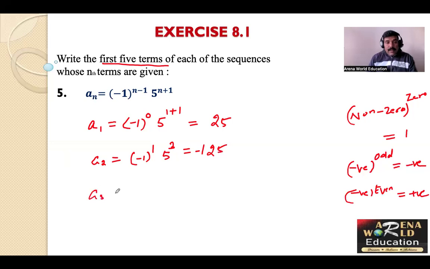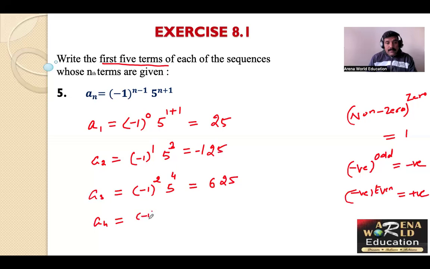So now A3 will be what? Minus 1 raised to power 3 minus 1. So it will be 2, and 5 raised to power, yes, 4. So now sign will be negative raised to power even, so it will be positive sign, and this will be what? Yes, 625. So now moving to A4.